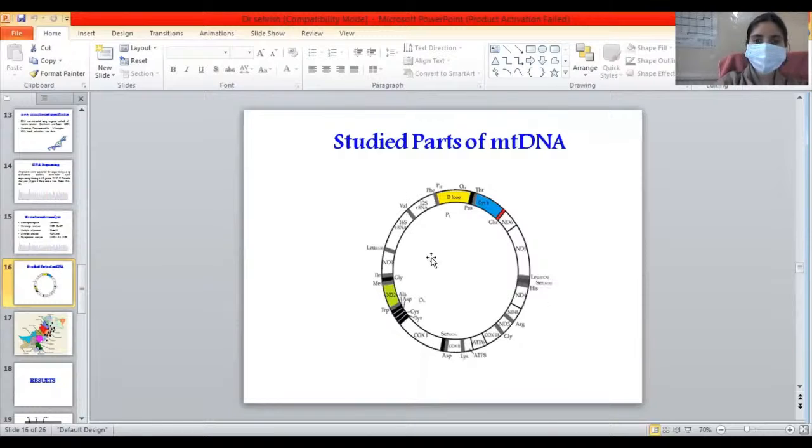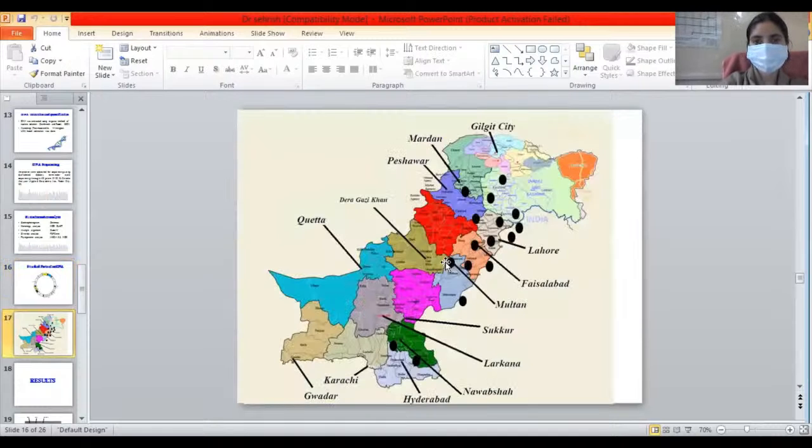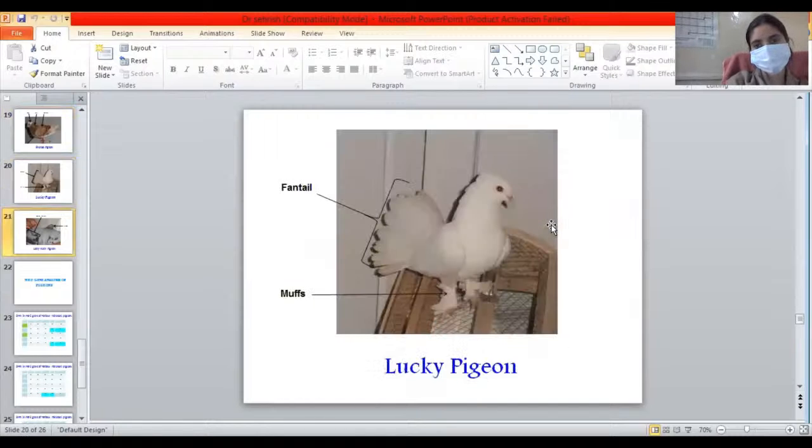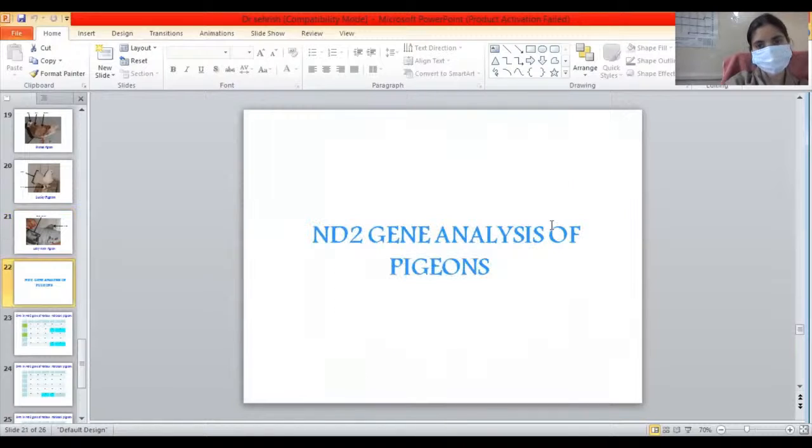And this shows the studies part. So far, we have studied the D-loop, cytochrome B and ND2, but at the moment the focus is on the ND2 gene. These are the different areas of Pakistan from which we have done extensive sampling for the different breeds of pigeons. This is the Shirazi pigeon. You can see the characteristics on the basis of which they have been selected. The Lucky pigeons and the Little Rock pigeons.